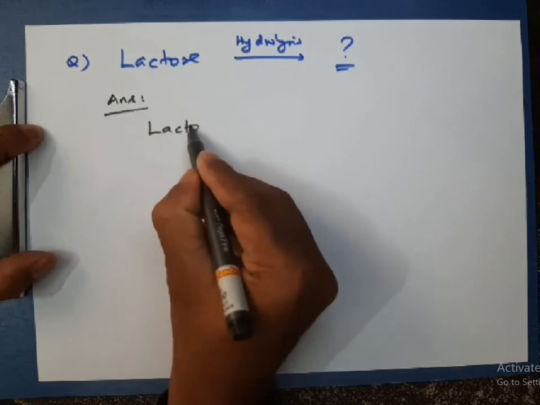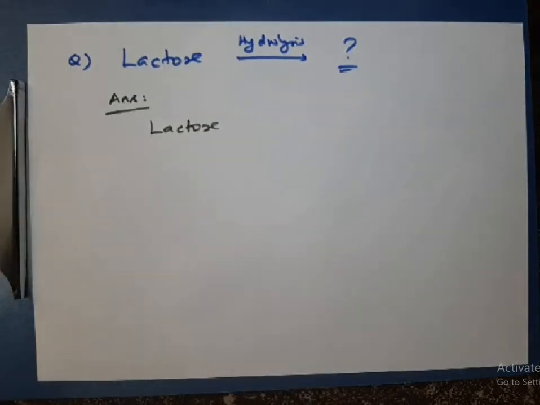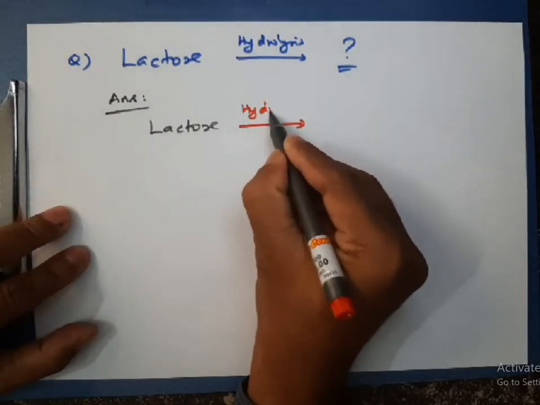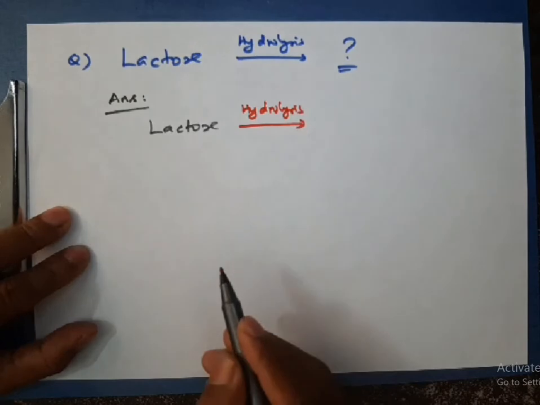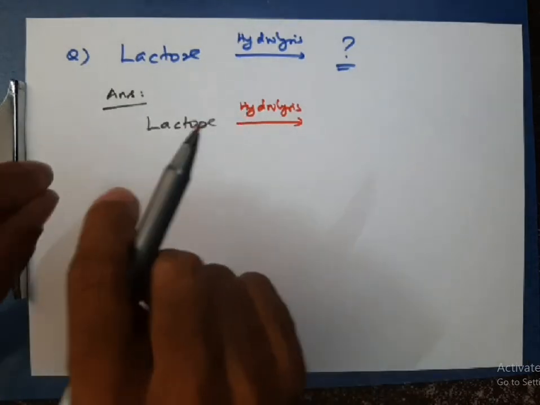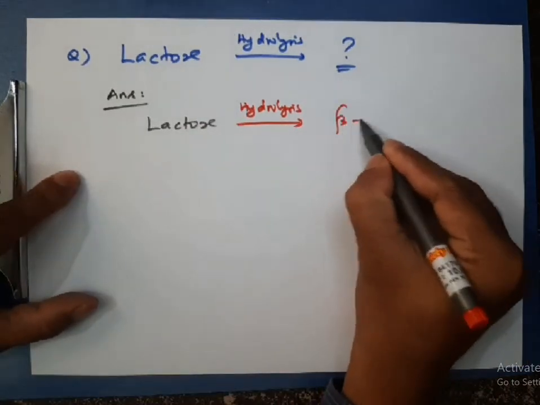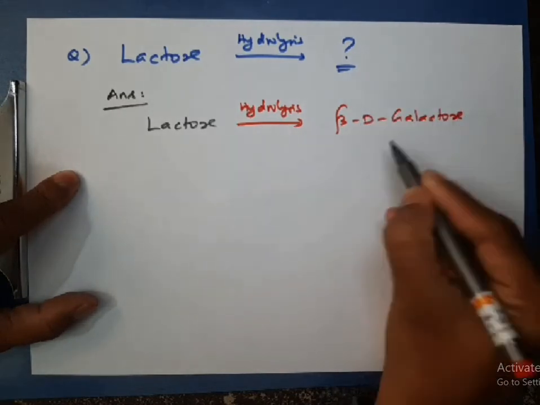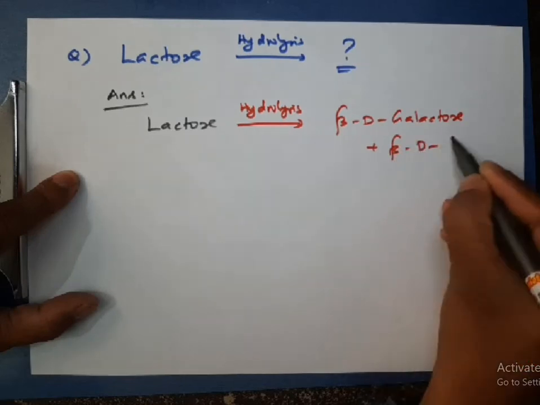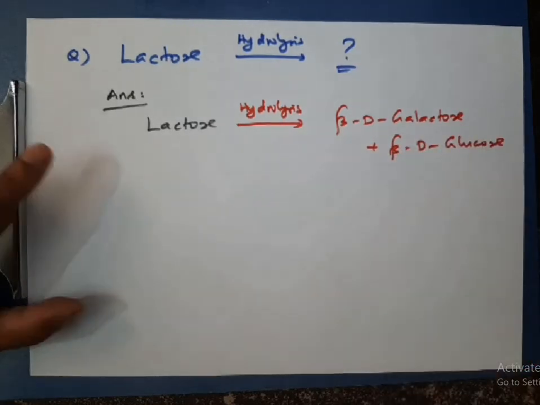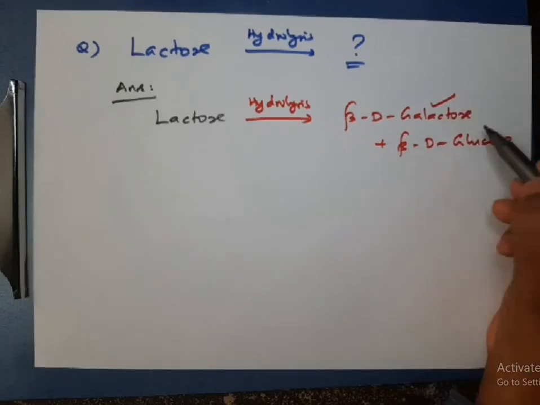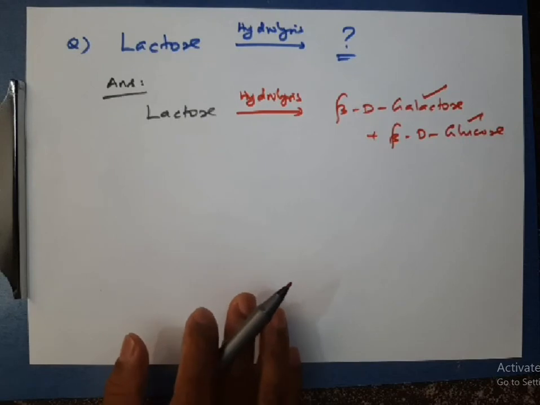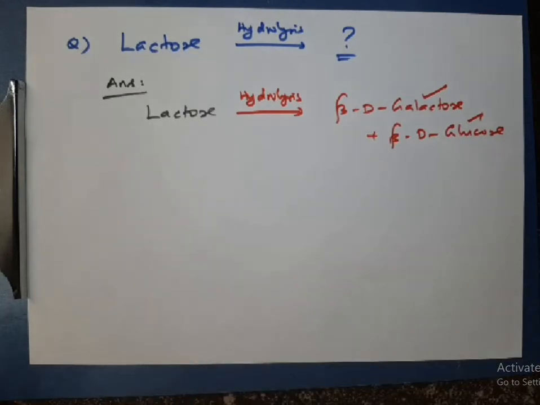Lactose is a disaccharide which on complete hydrolysis, the glycosidic linkage will break and you will get beta D-galactose plus beta D-glucose. These two are formed. So it consists of two monosaccharide units, beta D-galactose and beta D-glucose. Very simple.